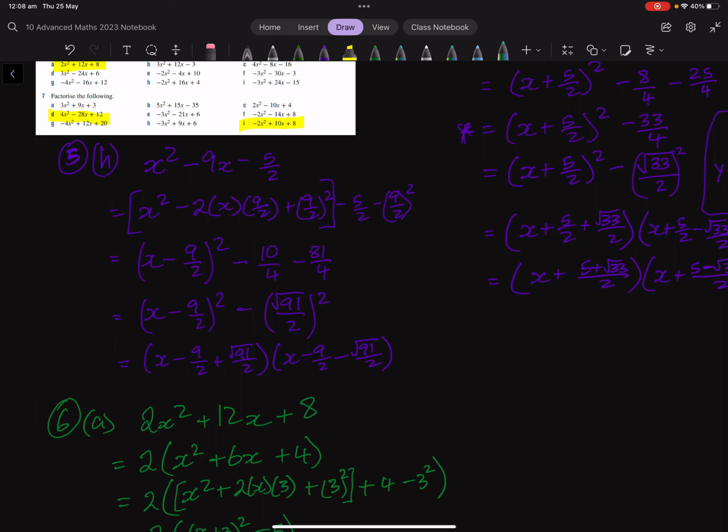We've got a couple more to go. I said I was going to do 7d. Let's have a look at that one. Change it up with the exciting rainbow pen. Why not? 4x squared minus 28x plus 12.